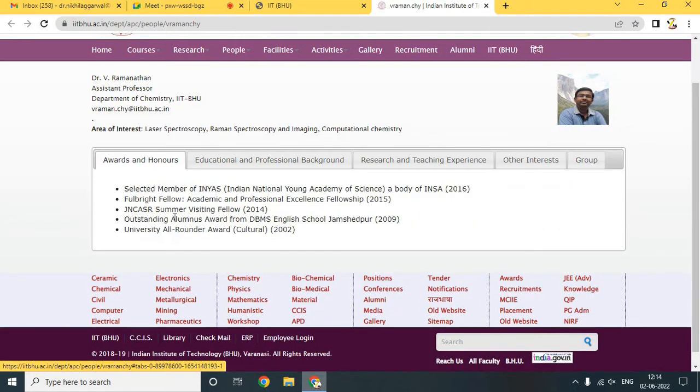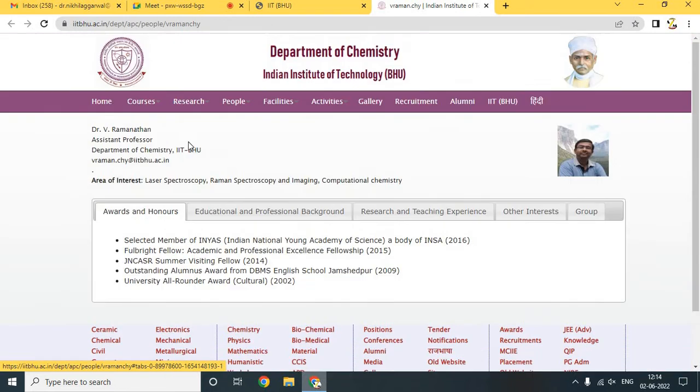So many awards he garnered from his research. The few prominent ones are the Indian National Young Academy of Sciences in 2016. His major research interest is to use various spectroscopic tools, starting from laser spectroscopy, like the transient photospectroscopic techniques, Raman spectroscopy and imaging, and various computational chemistry tools. To his credit, there are more than 35 publications as far as I saw, and 400 plus citations.